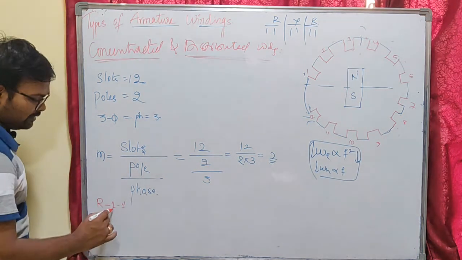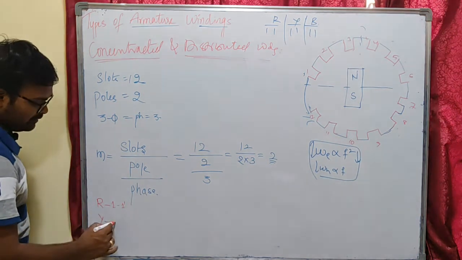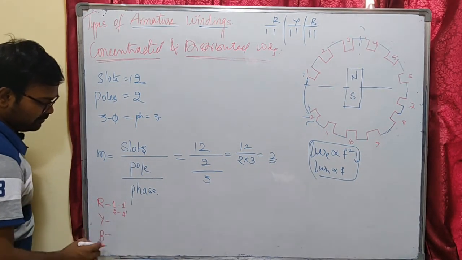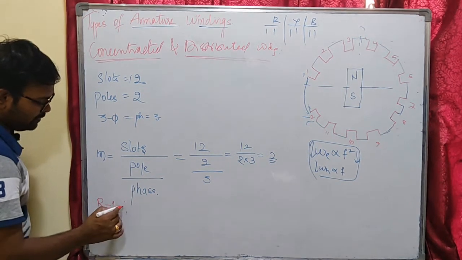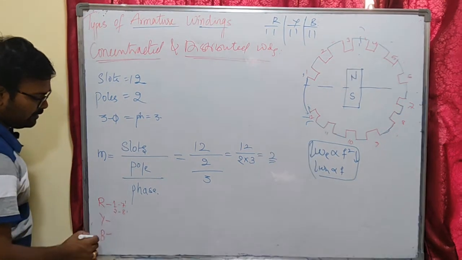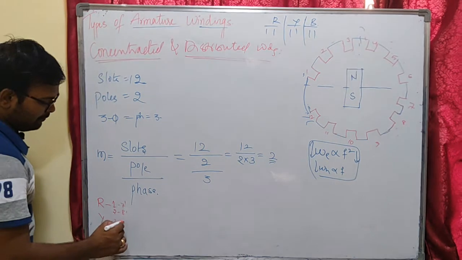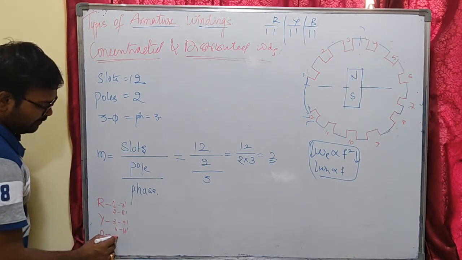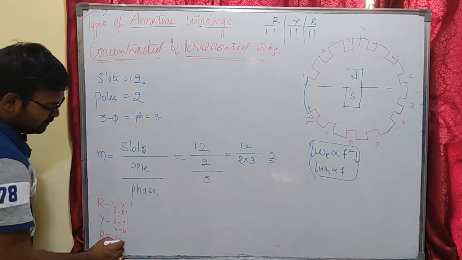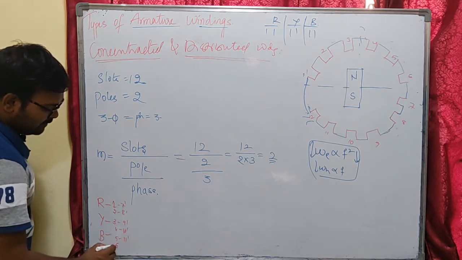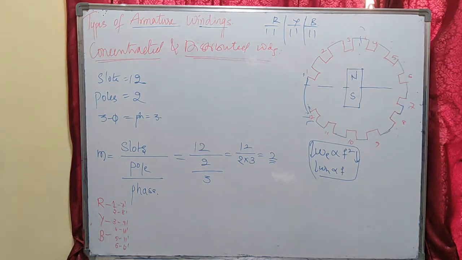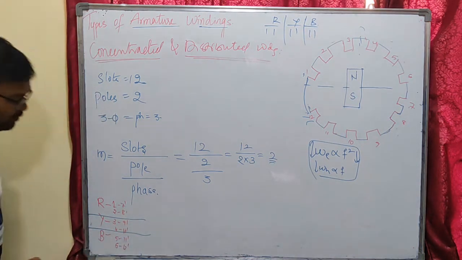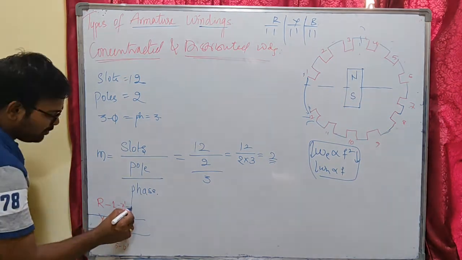If this is my 1 and 1 dash, this will be 2 and 2 dash. After pole pitch, this will be 7 dash, this will be 2 and 8 dash, this will be 3 and after pole pitch 9 dash, 4 and 10 dash, 5 and after pole pitch 11 dash, 6 and 12 dash. So these are the slots per phase under each pole. This is for the north pole, this is for the south pole.